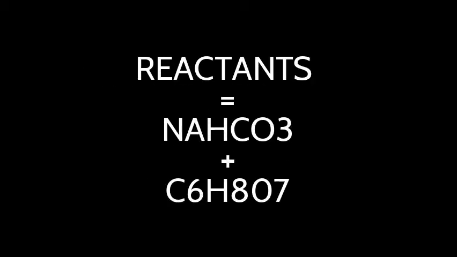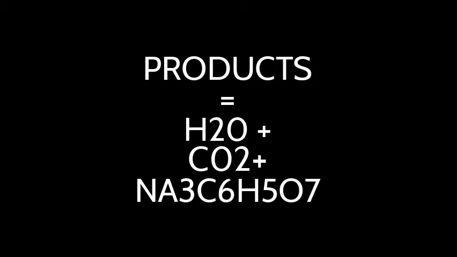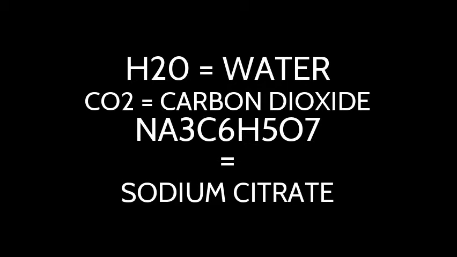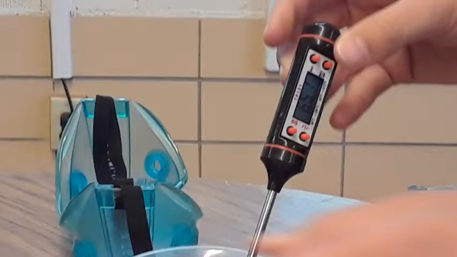C6H8O7. So the reactants for this experiment are NaHCO3 plus C6H8O7. The products that we ended up with were H2O, water, CO2, carbon dioxide, and Na3C6H5O7, sodium citrate. We observed the temperature decreasing from 63 degrees Fahrenheit to 59 degrees Fahrenheit.